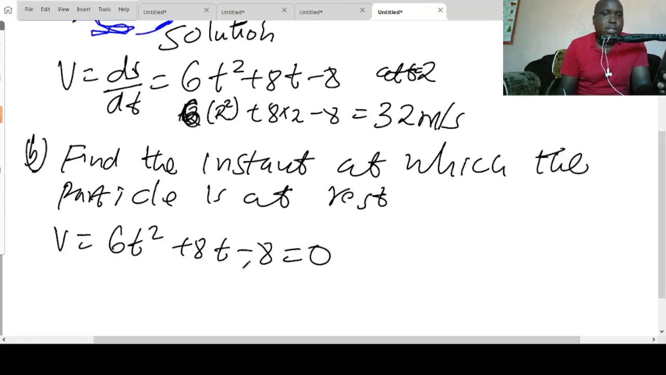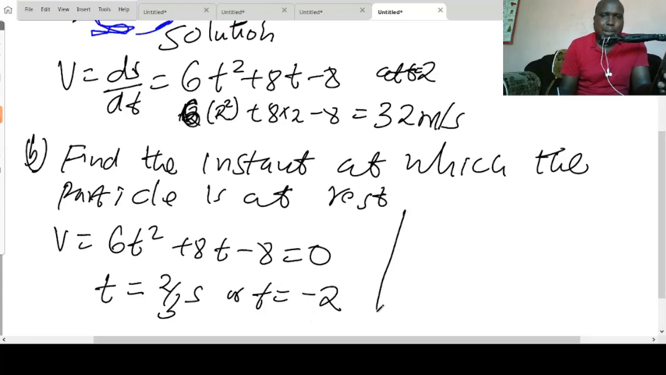You solve this using the quadratic formula, and you will find that t is equal to 2/3 seconds or t is equal to -2. You realize that it is not possible for time to be negative. When you calculate the time and you find the answer is negative, ignore that. So the instant at which the particle is at rest is t equal to 2/3 seconds. This one we ignore, because there's no way time can be negative.